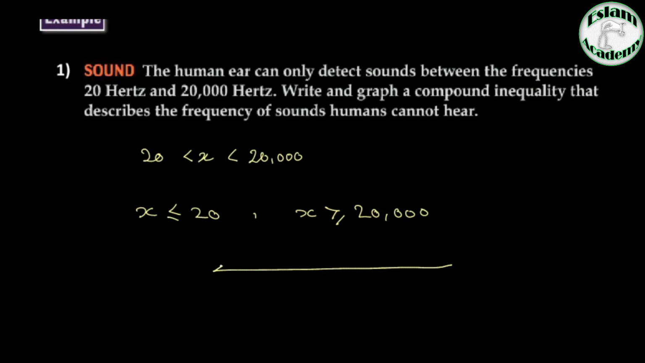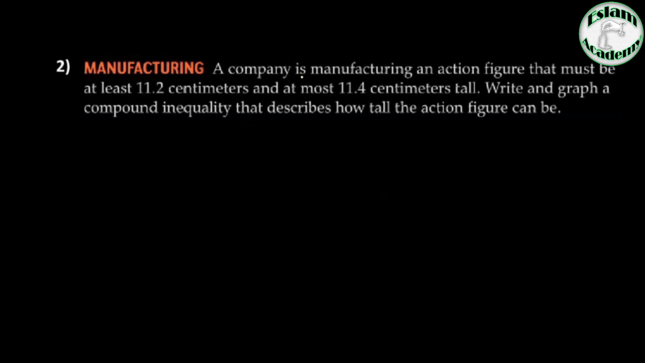So to graph the inequality, that's 20 and that's 20,000. He will not hear 20 and less, 20,000 and more.